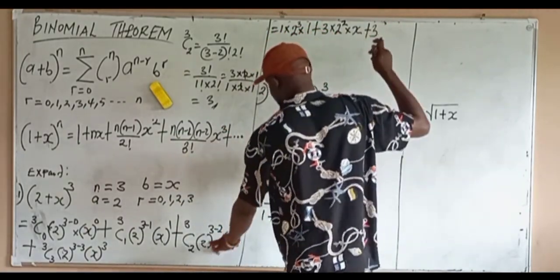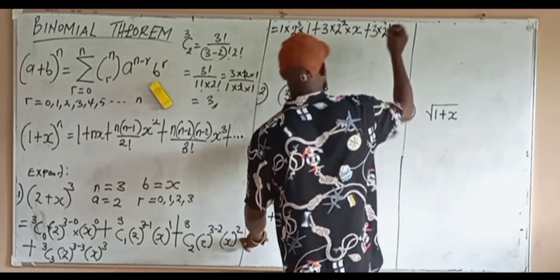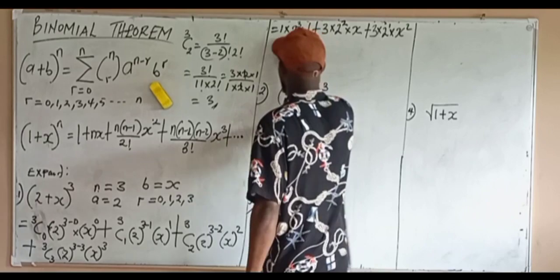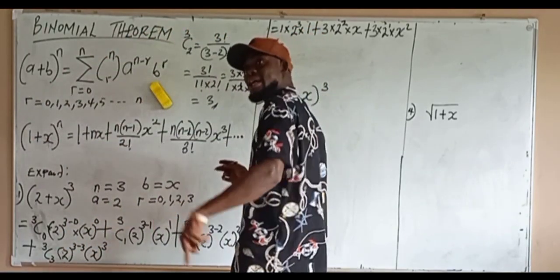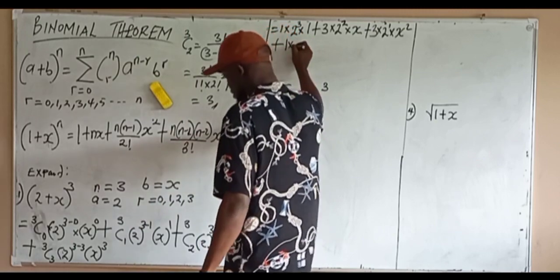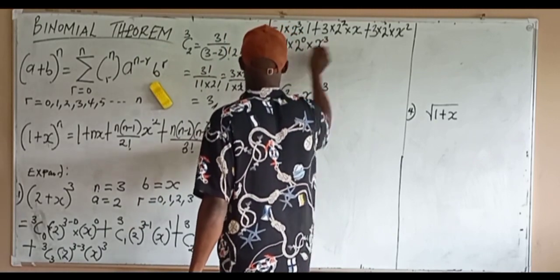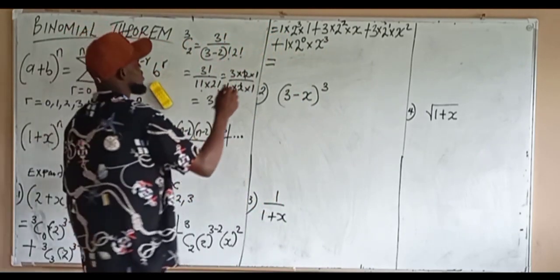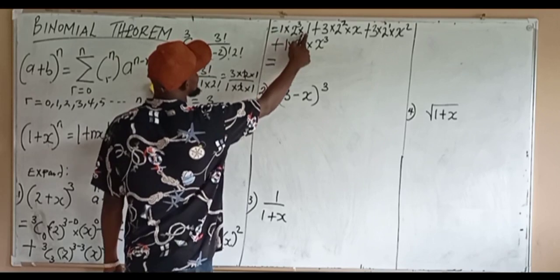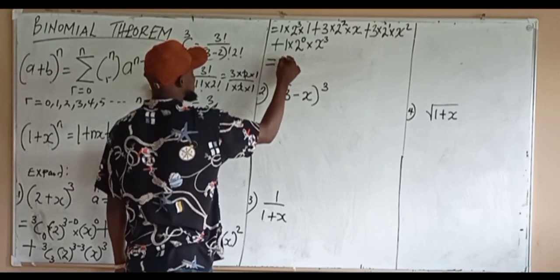Then 2 raised to power 3 minus 2, that is 1, times 2 raised to power 1, times x to power 2, that is x squared. Then plus 3 combination 3. Anything combination itself will be 1. Then 2 raised to power 3 minus 3 is 0. Then x to power 3. So this will be equal to 2 times 1 times 1 times 2 raised to power 3, which is 8.